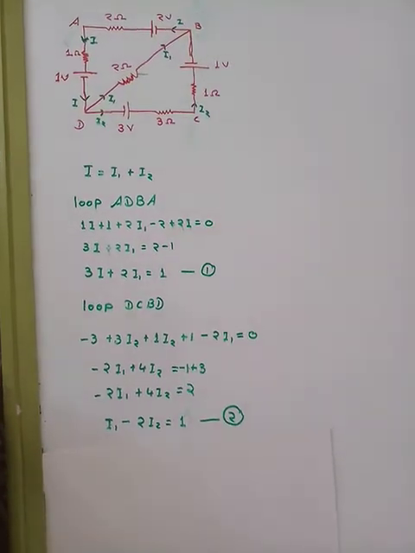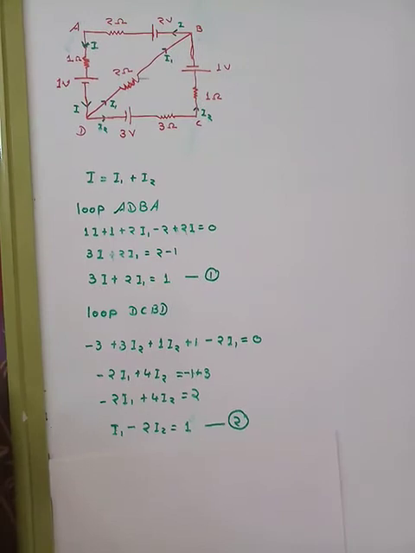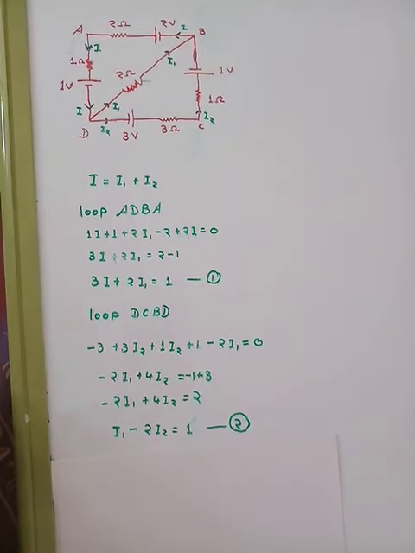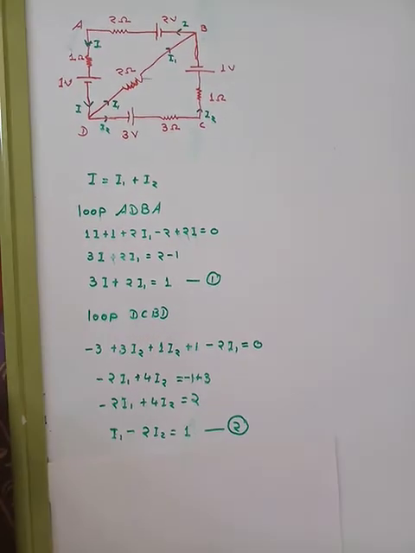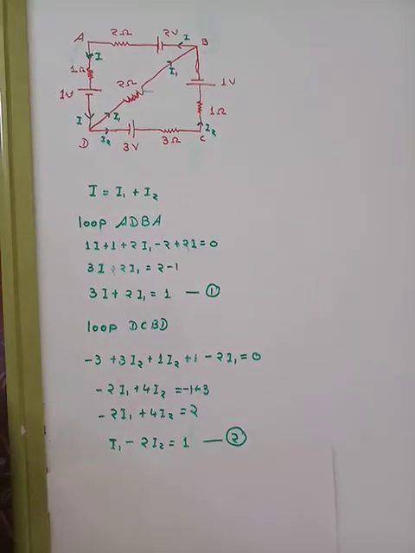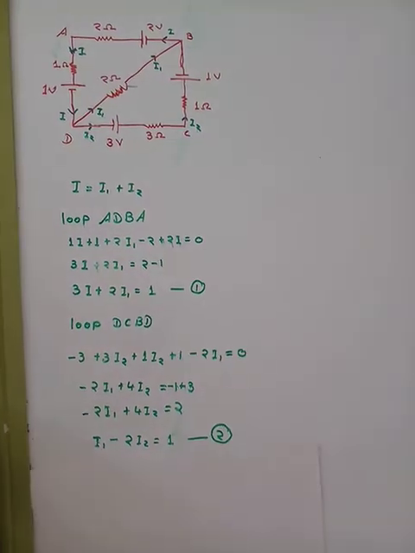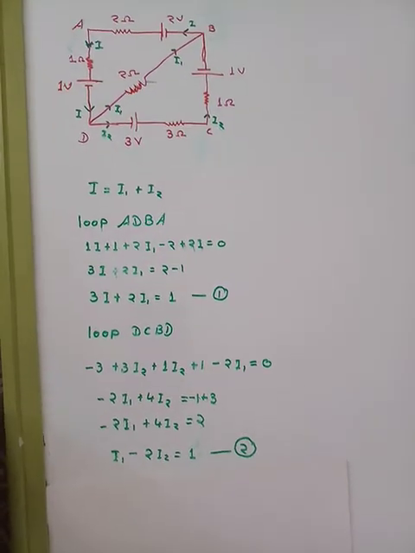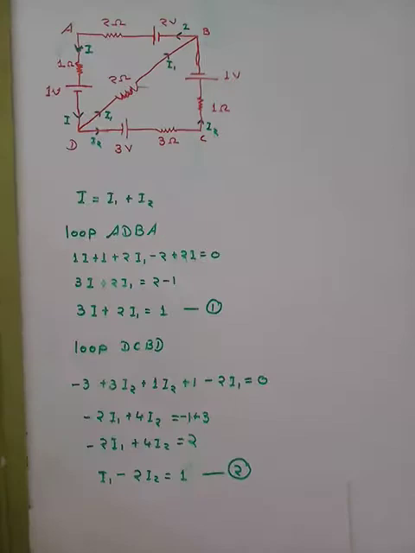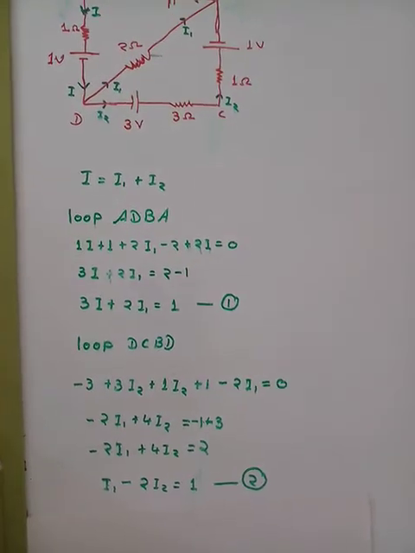Now after you have done this, you have to first check that none of the equipment should be left out. No resistance, no battery should be left out. Either it should be in equation 1, or it should be included in the first loop, or it should be included in the second loop. Clear?